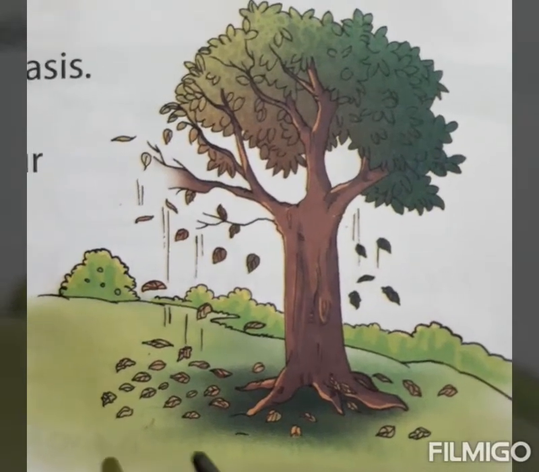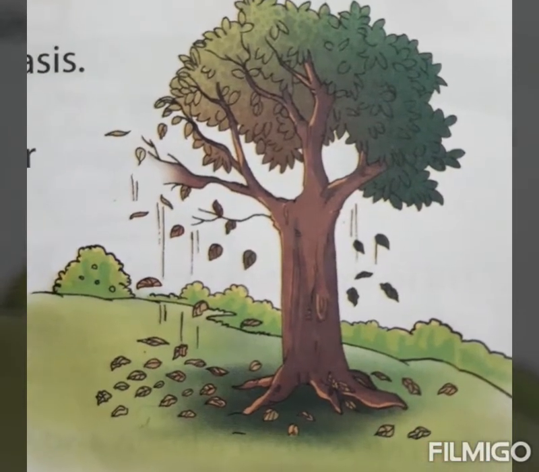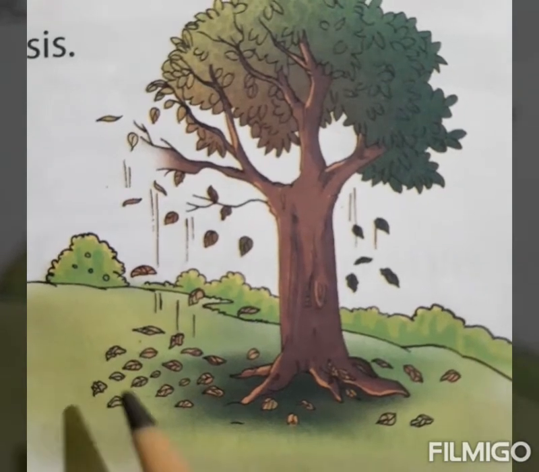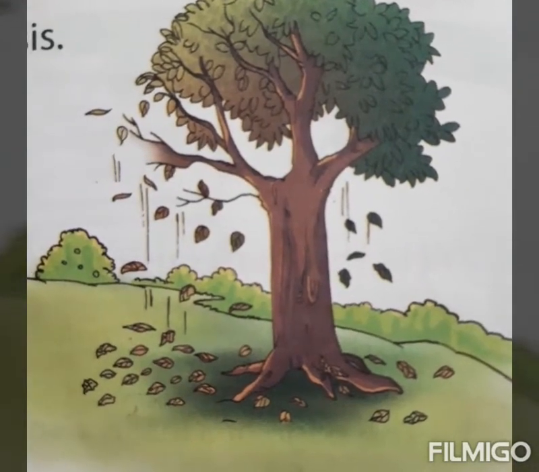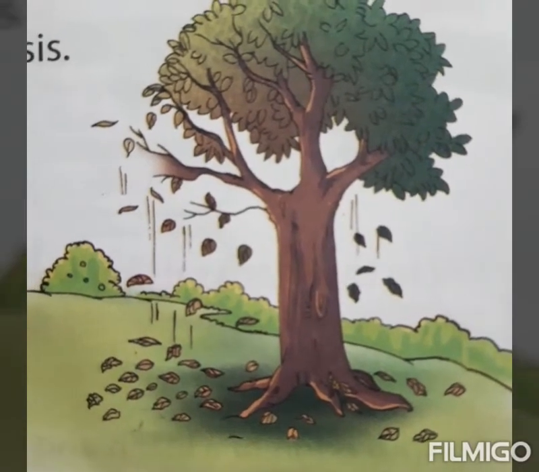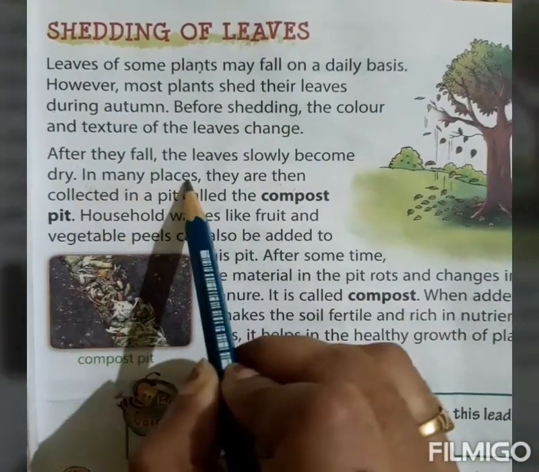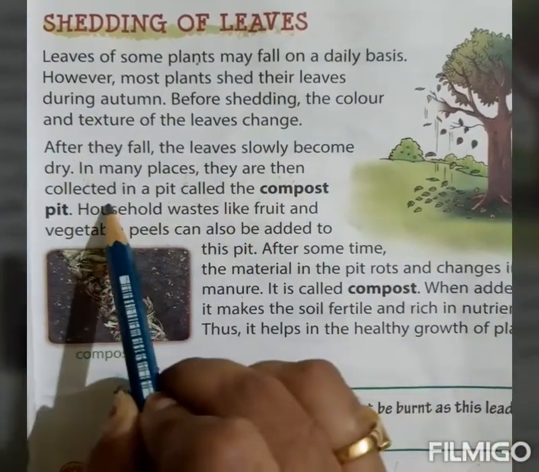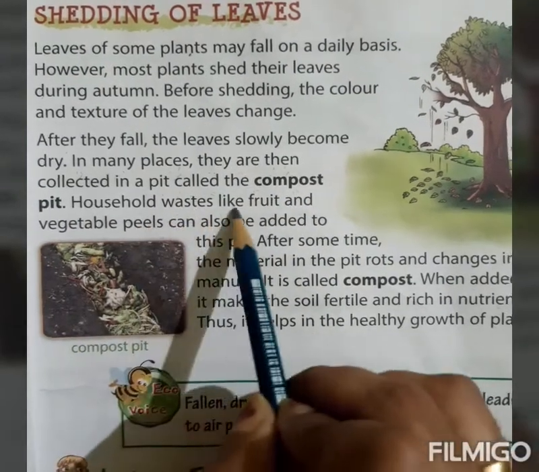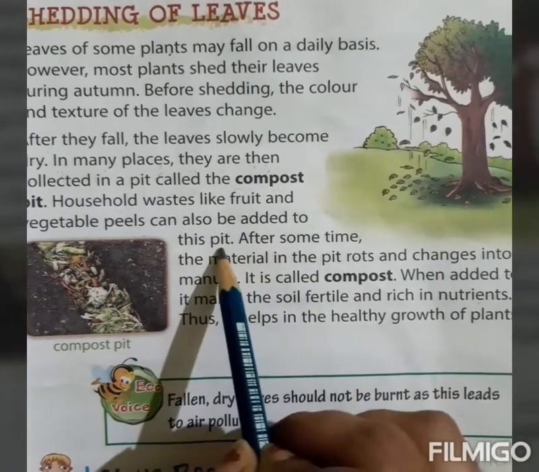Before shedding, the color of the leaf changes. They turn pale, and after shedding, slowly they become dry. These dry leaves are also very useful to us. Let us read how. In many places, they are then collected in a pit called the compost pit. Household waste like fruit and vegetable peels can also be added to this pit.